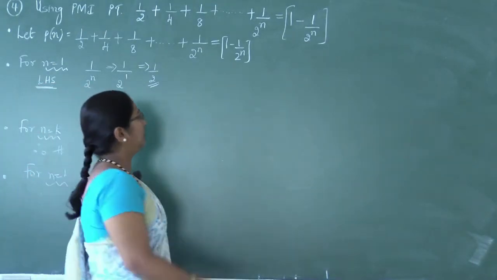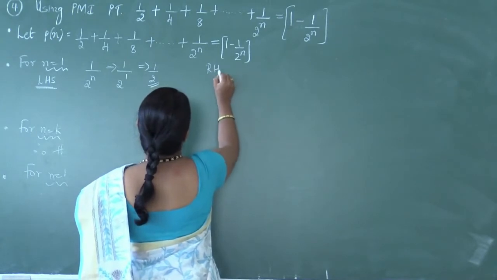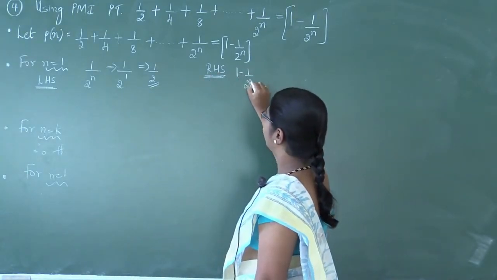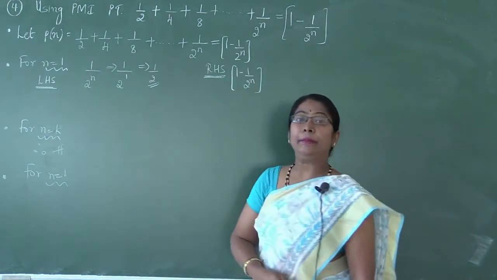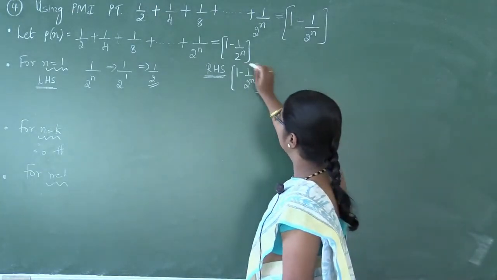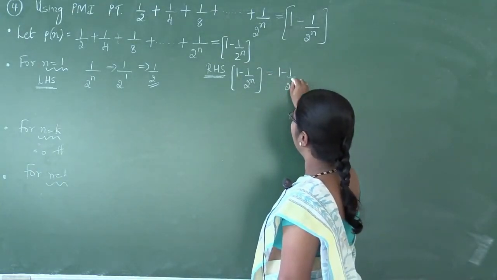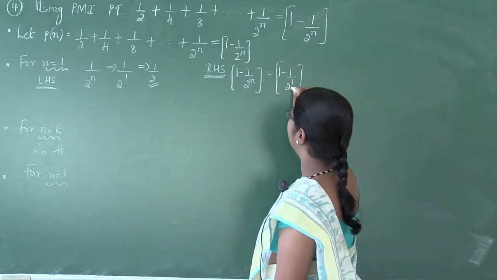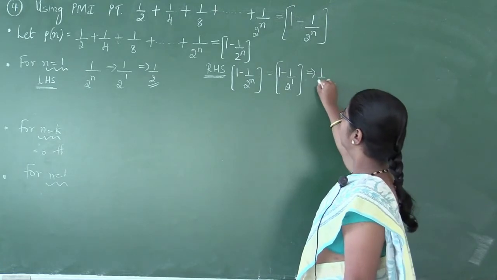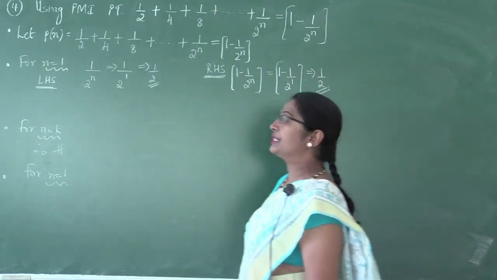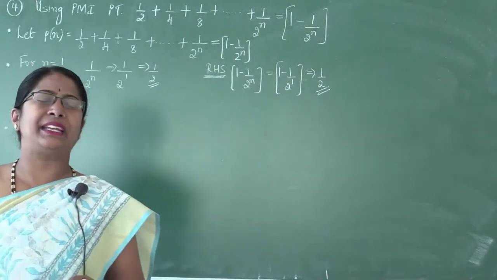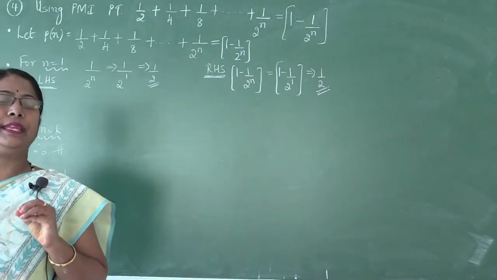Next, consider RHS. What is RHS? 1 minus 1 divided by 2^n. In place of n, we write 1. So 1 minus 1 divided by 2^1. That is nothing but 2. What is 1 minus half? That is nothing but half. So LHS is equal to RHS. Therefore, the given statement is true for n equal to 1.